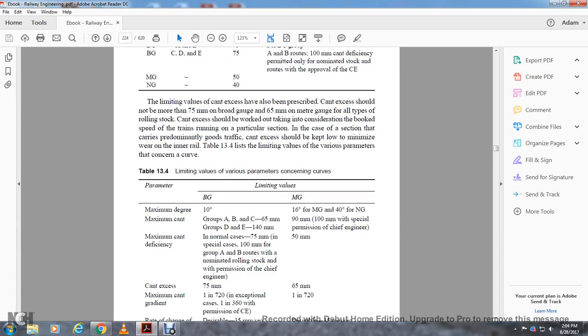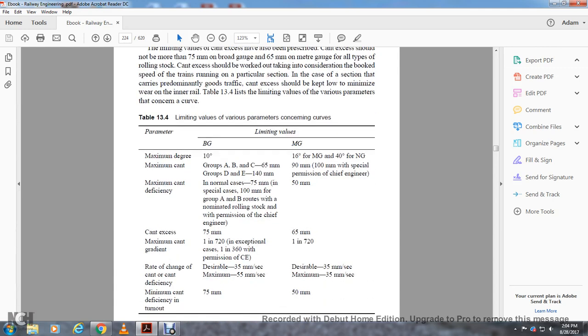Meter gauge 50 millimeters cant excess. Broad gauge 75 millimeters, meter gauge 65 millimeters. Maximum cant gradient 1 in 720; in an exceptional case 1 in 360 with the permission of the chief engineer.